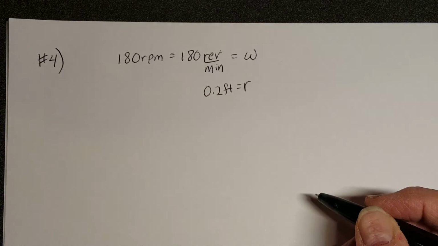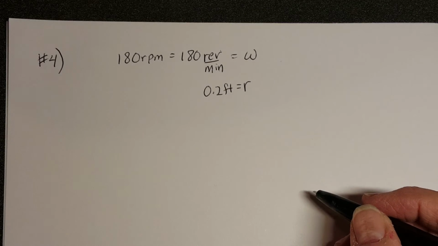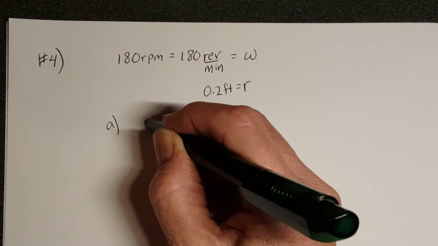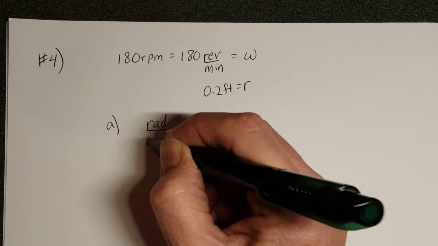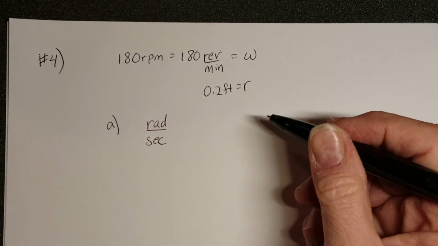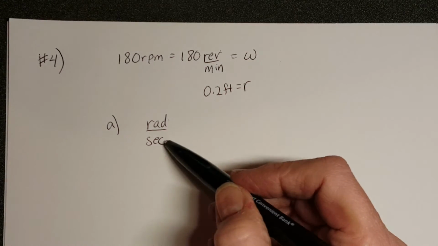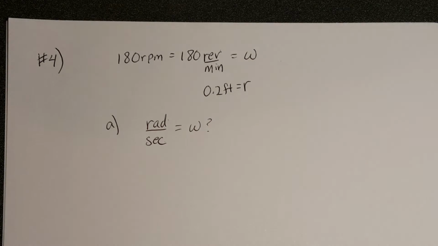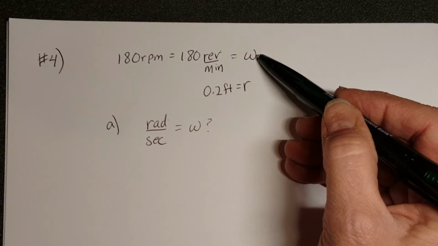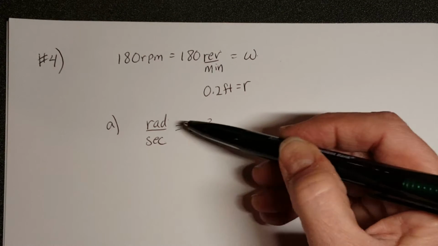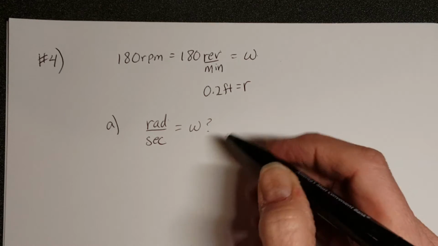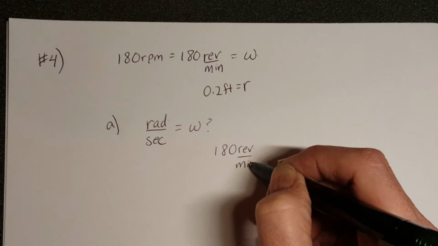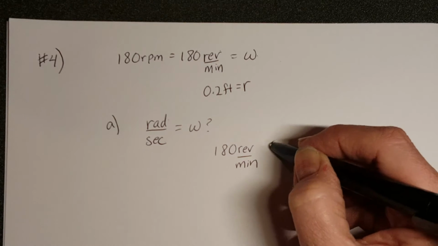So we're trying to pull start this lawnmower, and the first question says A, how many radians per second must the pulley turn? So we're looking for radians per second for the pulley to turn. Angle per time, well, that's just another unit for omega. So we're going to use this and just convert it to this new unit because we already know omega. So we're going to say 180 revolutions per minute, and we want it in radians per second.